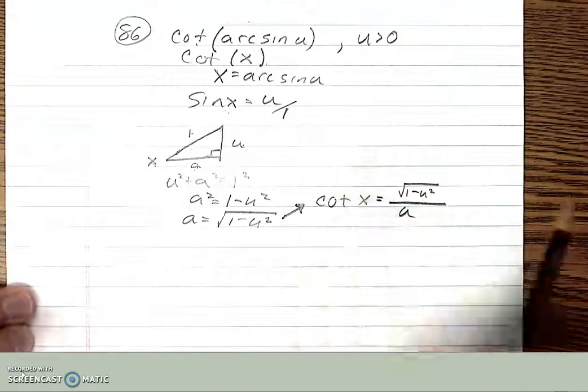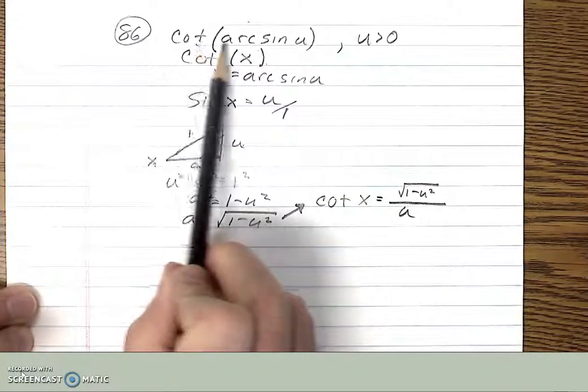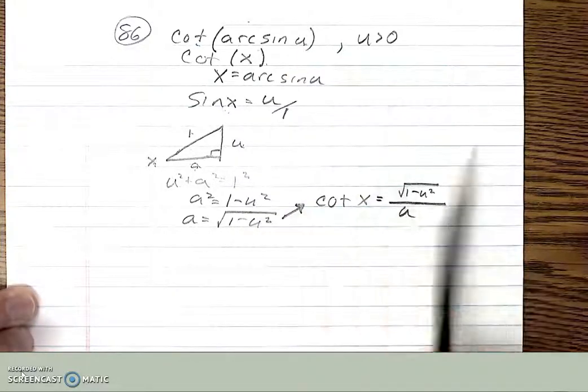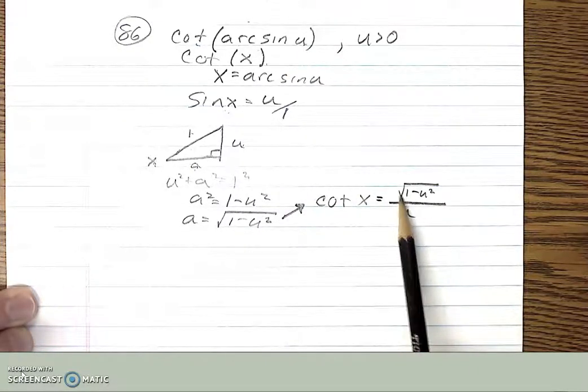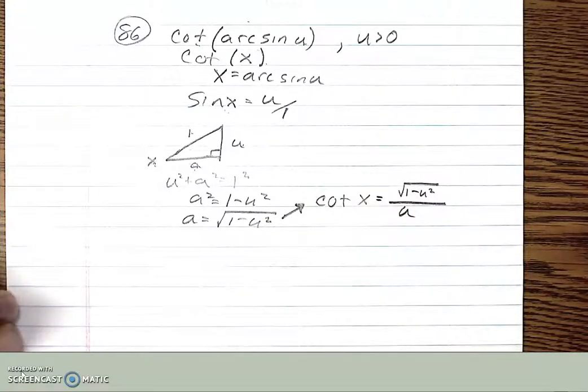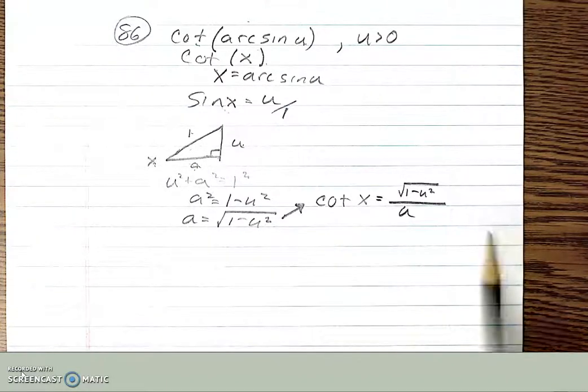So what we've been able to show is that the cotangent of the arcsine of u can be written as the square root of 1 minus u squared over u. Okay. And so that's what you're being asked to do when you're being asked to write as an algebraic expression.